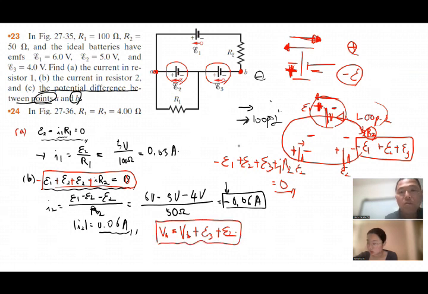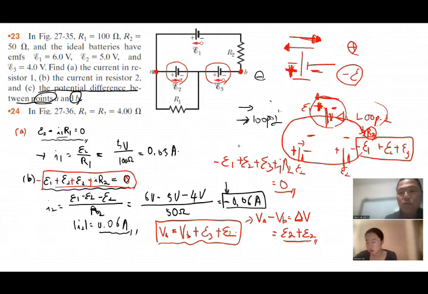So the potential difference between these two points should be better re-expressed in this equation: the potential of point A minus the potential of point B, which is the potential variation along points A and B, is the same as the potential rise or drop created by these two batteries.